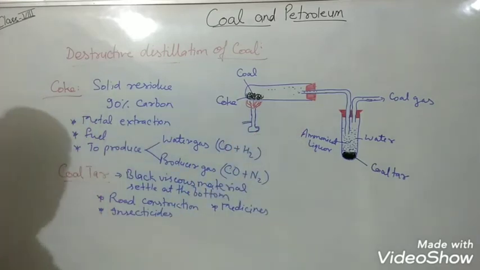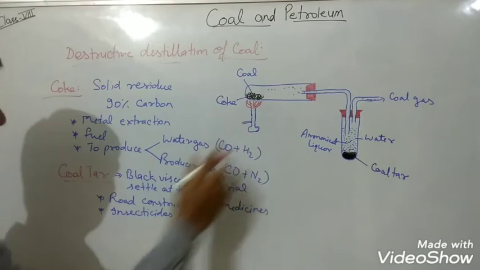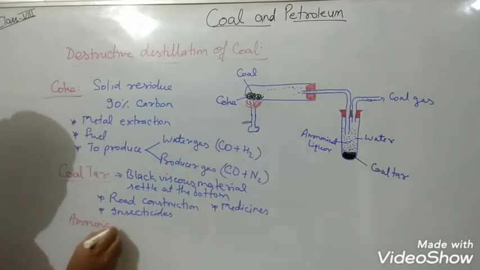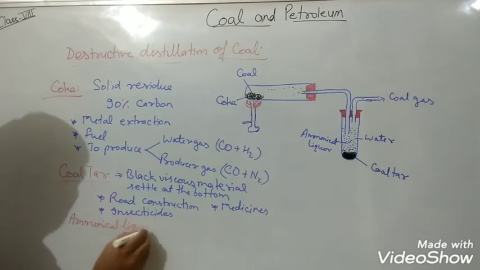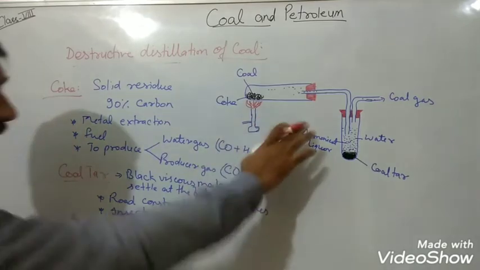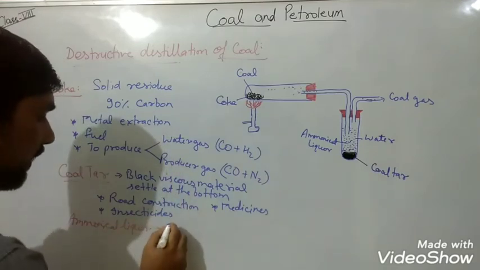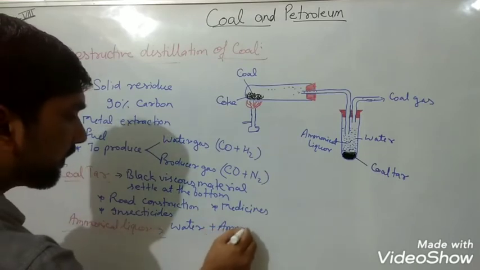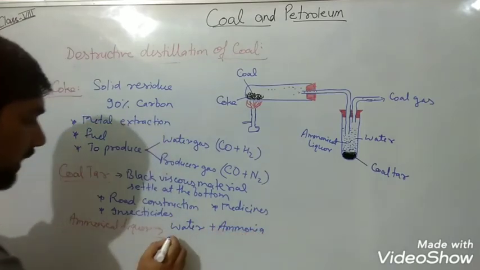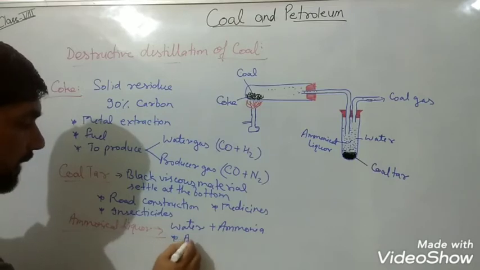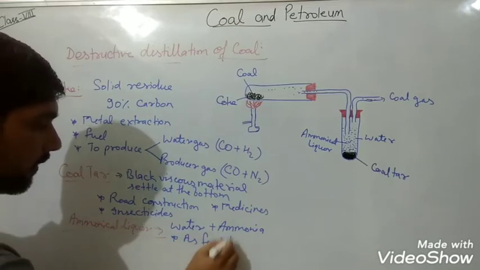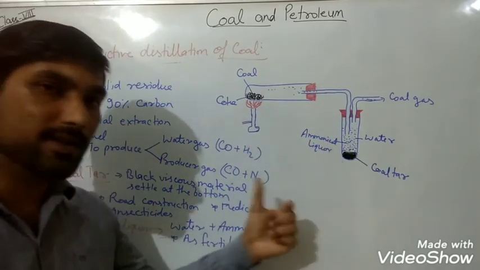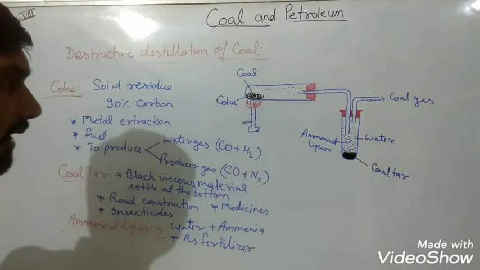Now we will talk about the next one, ammonical liquor. Ammonical liquor is the solution of water plus ammonia, and it is used as fertilizer. So ammonical liquor is used as fertilizer in the fields.